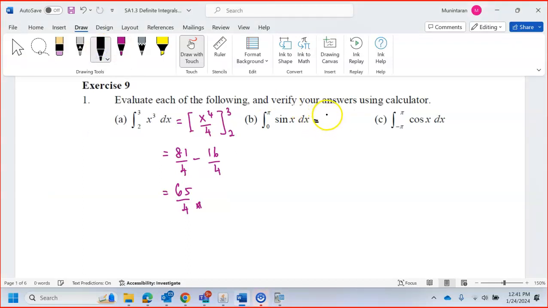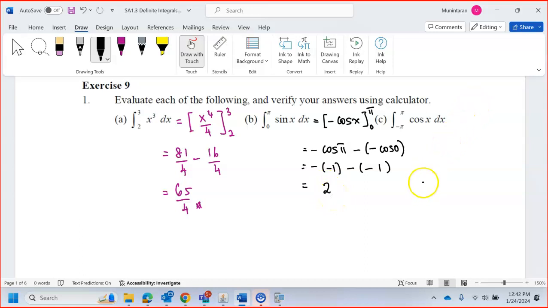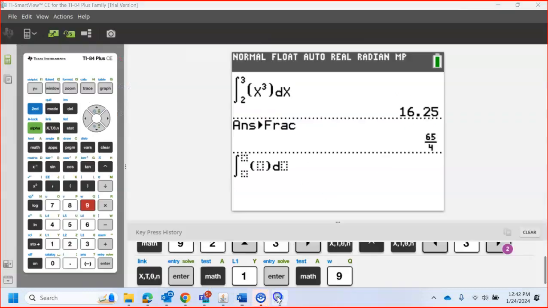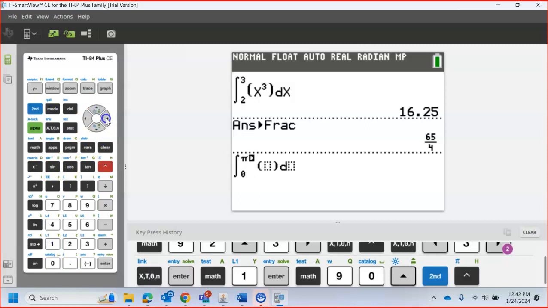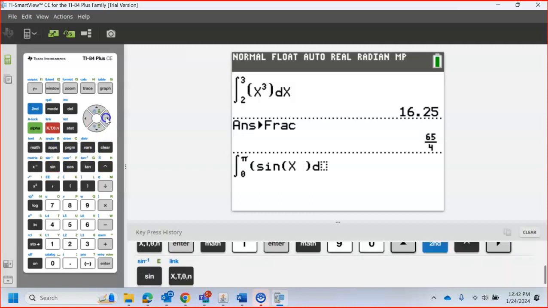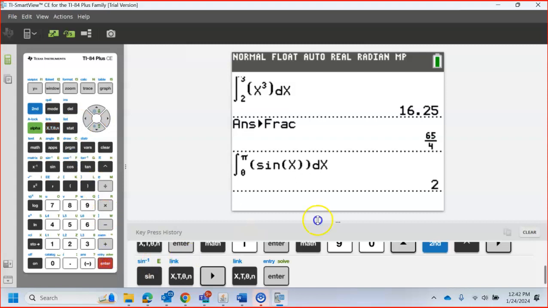The integral of sine gives us negative cos, from 0 to pi. So that will be negative cos pi minus negative cos 0. Cos pi gives you negative 1, minus negative cos 0, which is also 1. Answer should be 2. We can check that with the GC. Lower limit 0, upper limit is pi, sine x dx. Answer is 2.